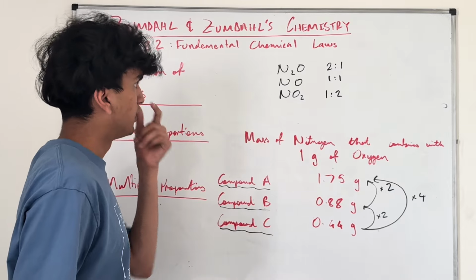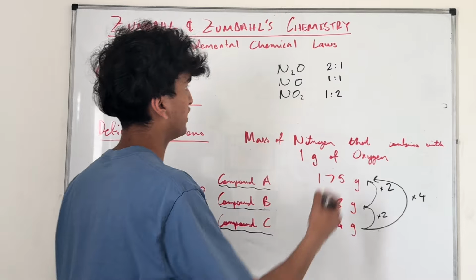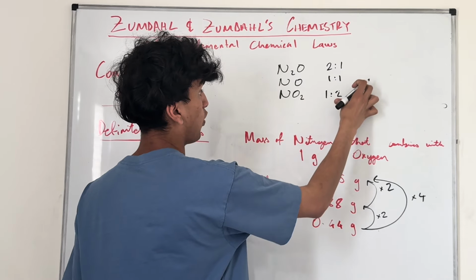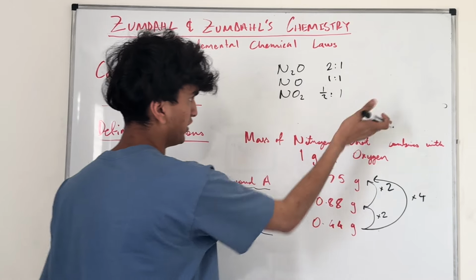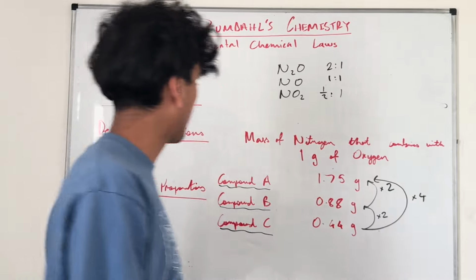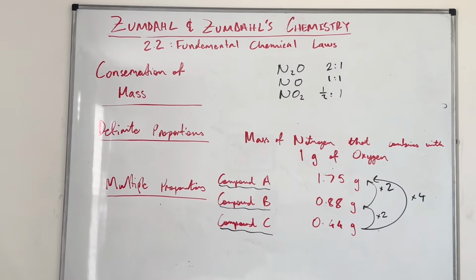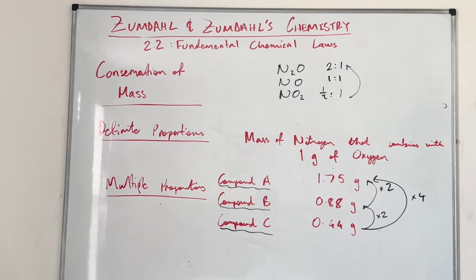Because we only have 1 gram of oxygen, we could make this side 1. So if this side is 1, let's make this side 1/2. So it's really a 1/2 to 1 ratio. 1-to-2 is the same thing as 1/2 to 1, if that makes sense. Hopefully you can see this illustrates what we have going on, right? NO, compound B, is twice as much from the bottom, and then N2O is twice as much from there, and then we have a 4 times jump from NO2 to N2O.